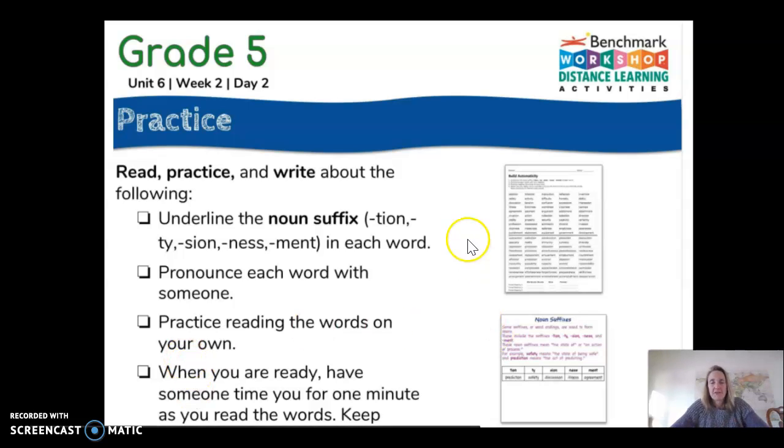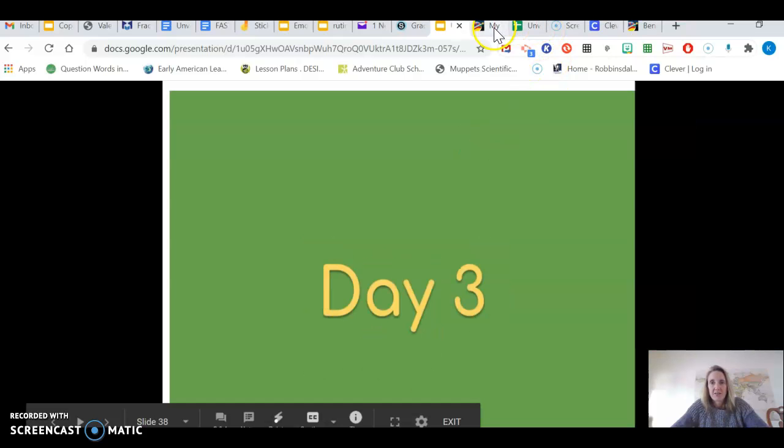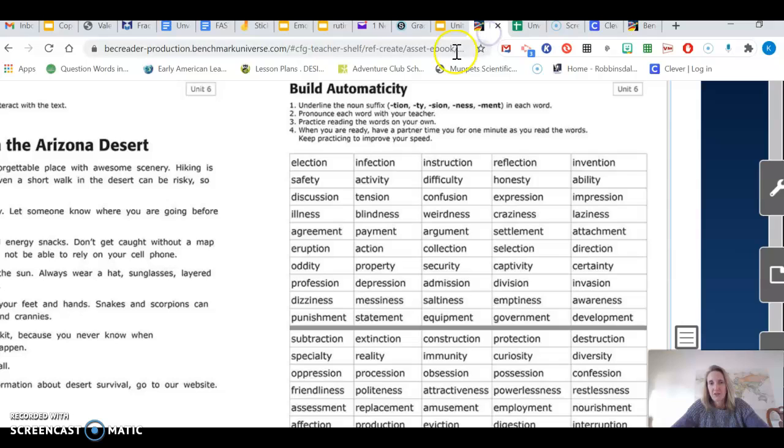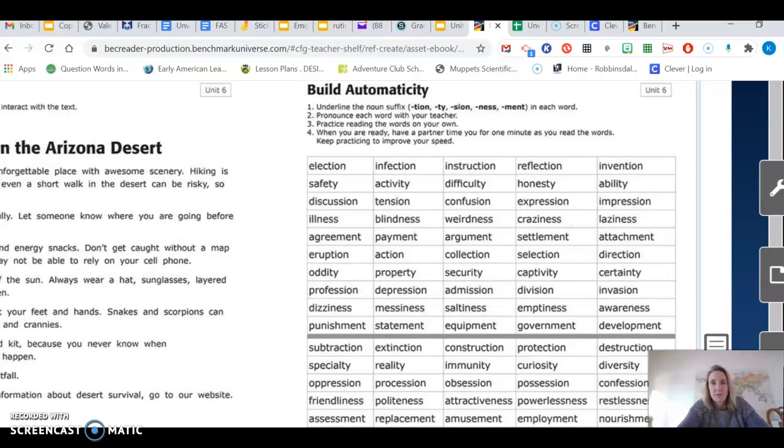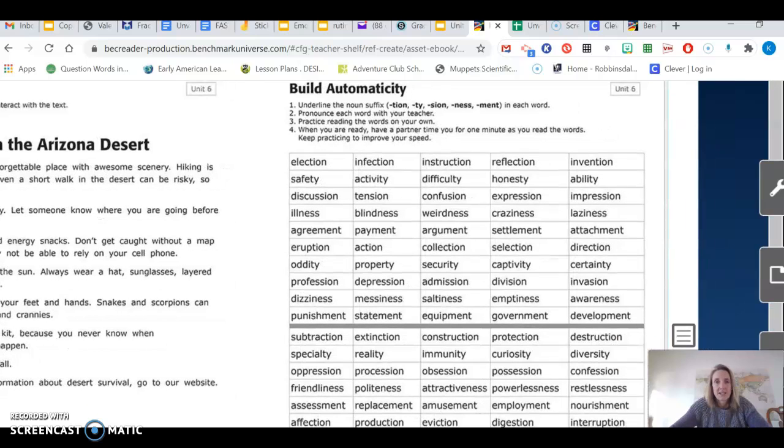So I'm going to flip into our benchmark book. Hopefully you have the paper book in front of you. Our list of words we have right here. And remember, our first job will be to look at the suffixes. So this first one, shun, you notice the word election or infection. So there's 2 right there.